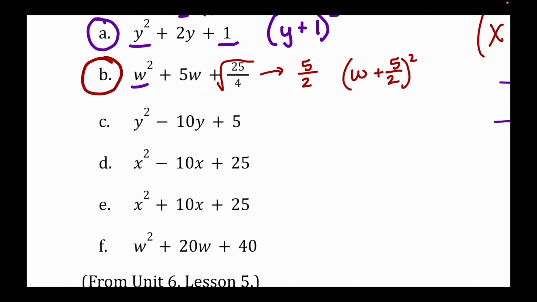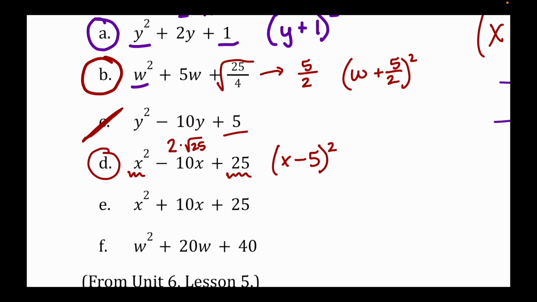So let's look at C. Does C end in a perfect square? Absolutely not. 5 is not a perfect square. So right away, disqualified. D. Does D end in a perfect square? 25. Yes, it does. Begins with a perfect square. And is 10, is that 2 times the square root of 25? Well, the square root of 25 is 5. It absolutely is. That's going to mean we can write this one as x minus 5 squared.